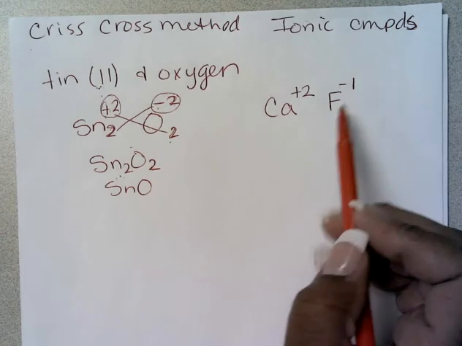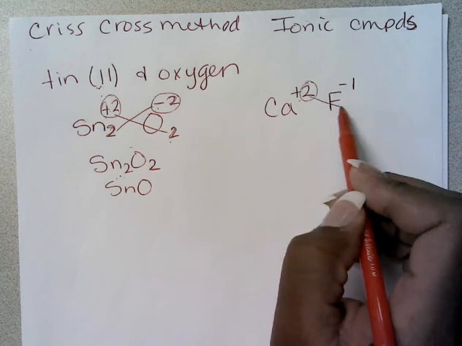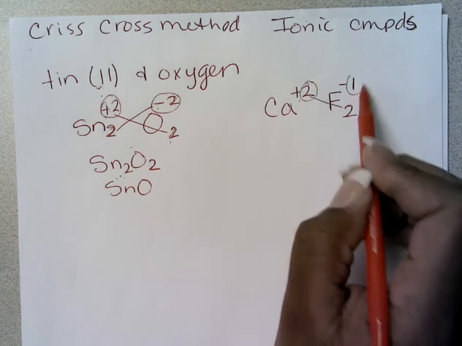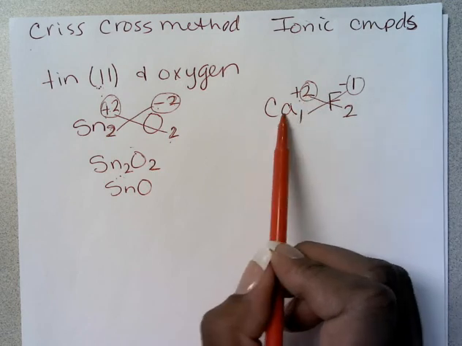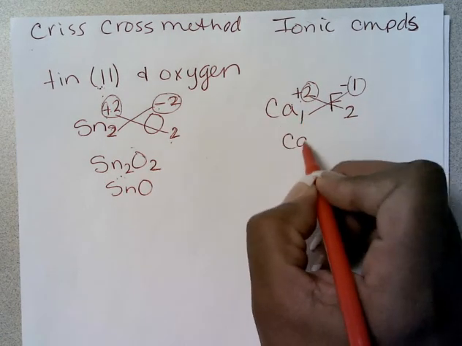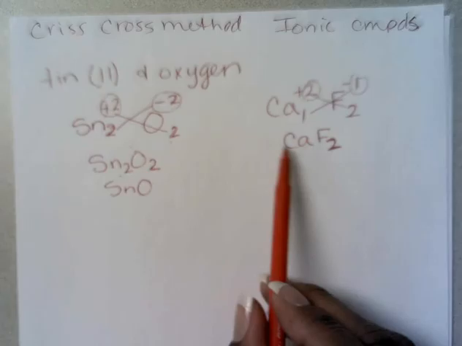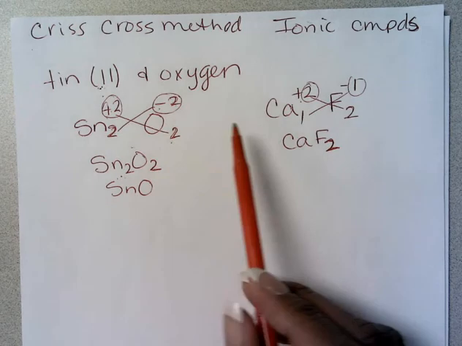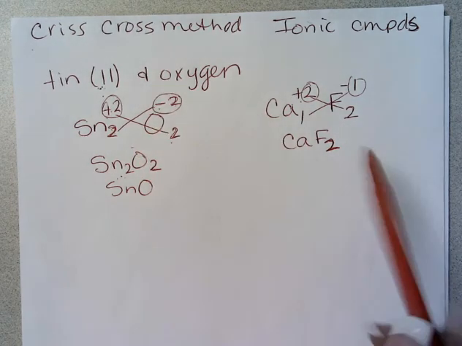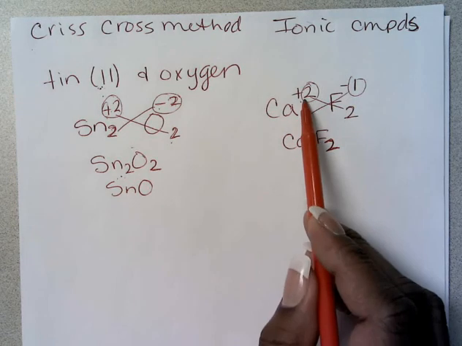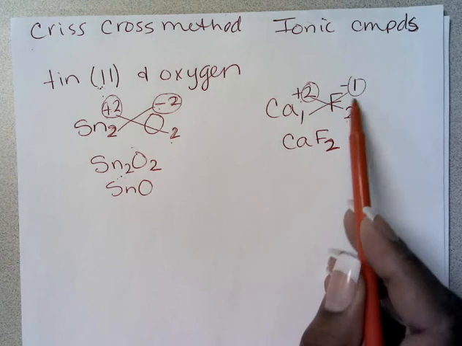Now, you take this crisscross, 2 comes down here, 1 goes here. When you rewrite it as CaF2. Okay. So any one of these ionic compounds would be easier to write just by using the crisscross method, taking your oxidation number and putting it down as a subscript for the opposite element. Okay, and that works for all of them.